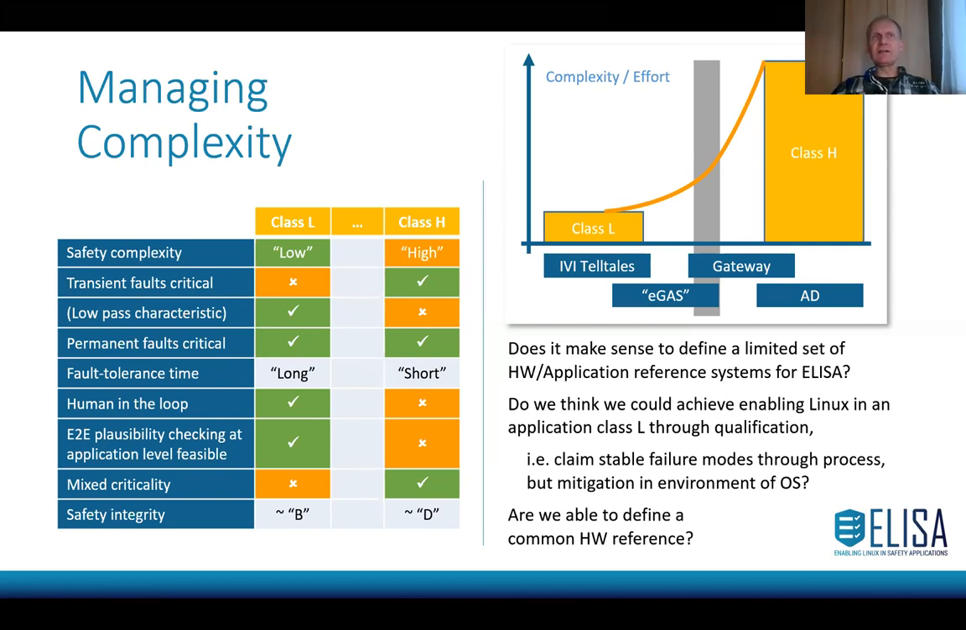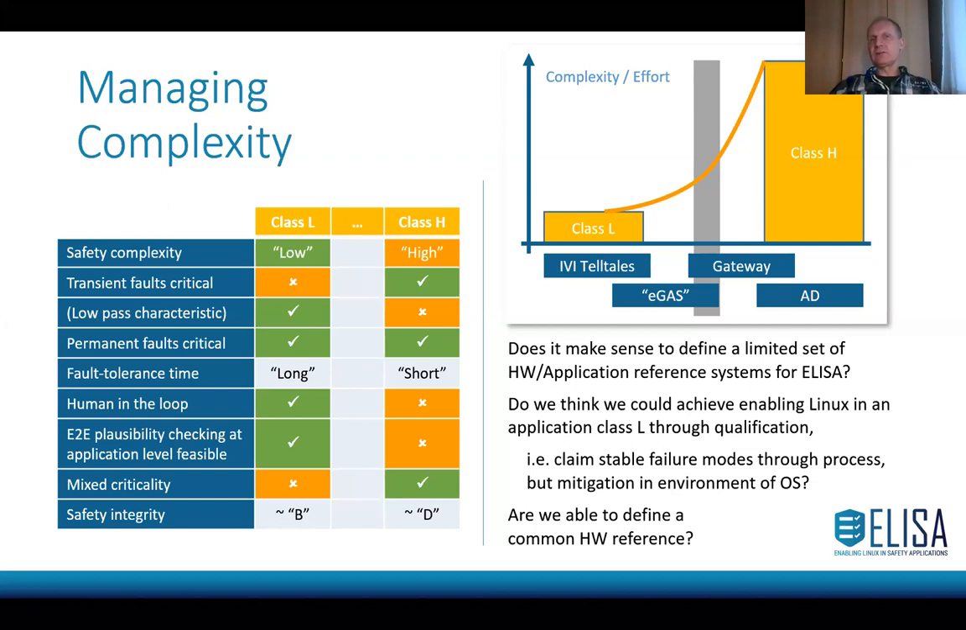And in those cases, clearly the requirements on the operating system itself are rather low. That makes it quite nice to enable Linux for those kind of applications, because the bar is lower, right? Then you have EGAS type applications. EGAS is a safety architecture used for electronic throttle systems in the car. It's starting to get more sophisticated from the requirements, from the fault tolerance time.